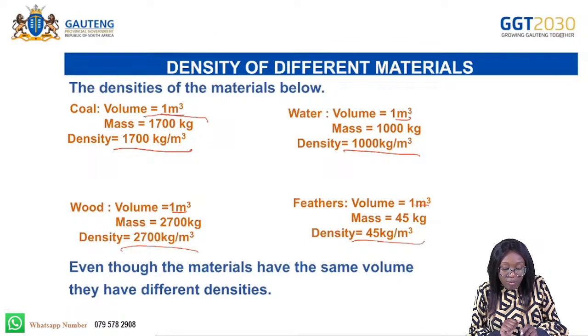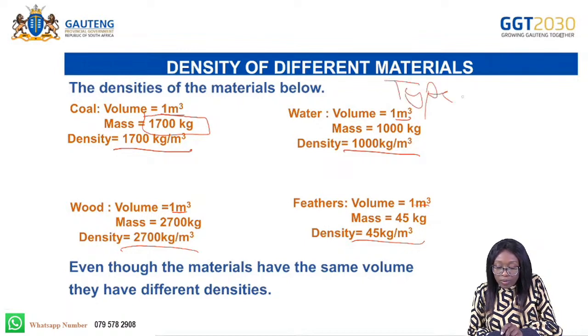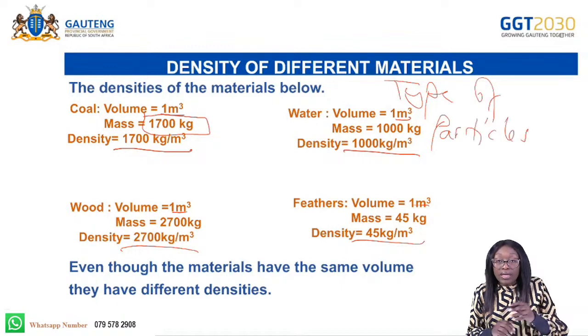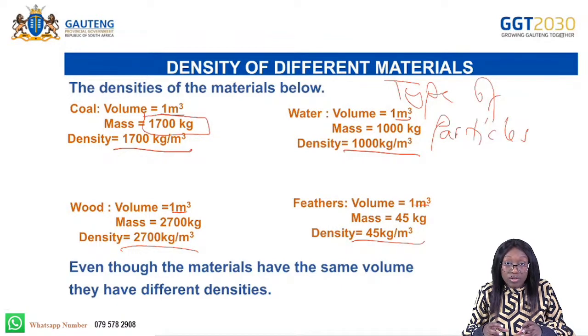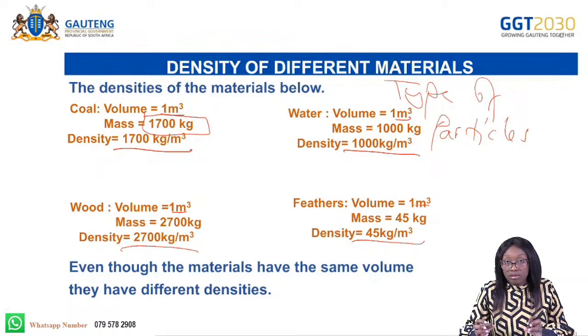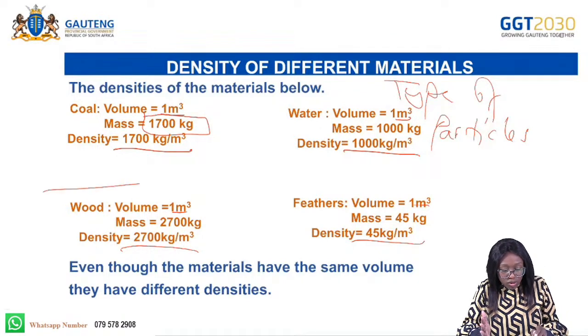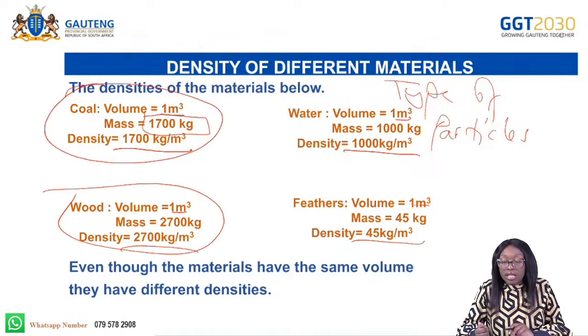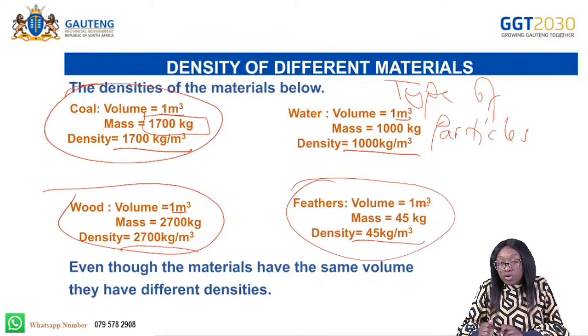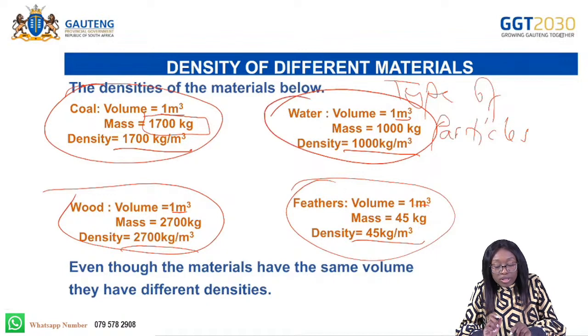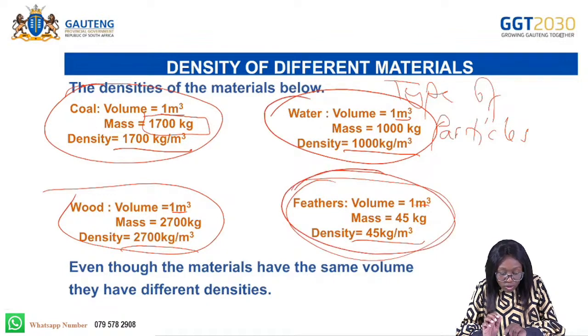So their mass depends on the type of particles that make up these materials and the spaces that exist between these particles. Are they bigger spaces or are they smaller spaces? Sometimes it's comparing a solid versus another solid and another solid. Or sometimes we're comparing the density of a liquid with a solid.